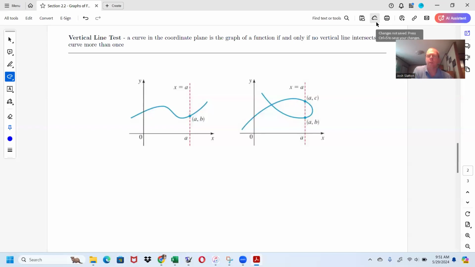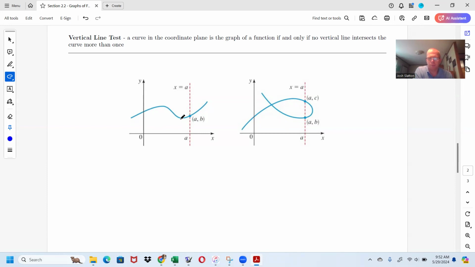All right, so in this second video for 2.2, we're going to look at the vertical line test. We're going to look at how we identify if a graph or an equation represents a function. The vertical line test just says a curve is the graph of a function if and only if no vertical lines intersect the curve more than once.